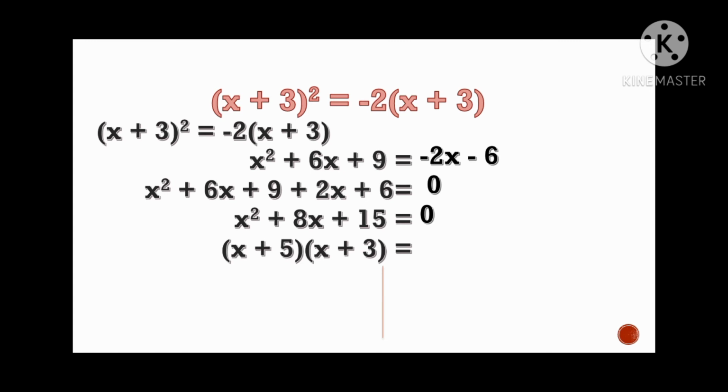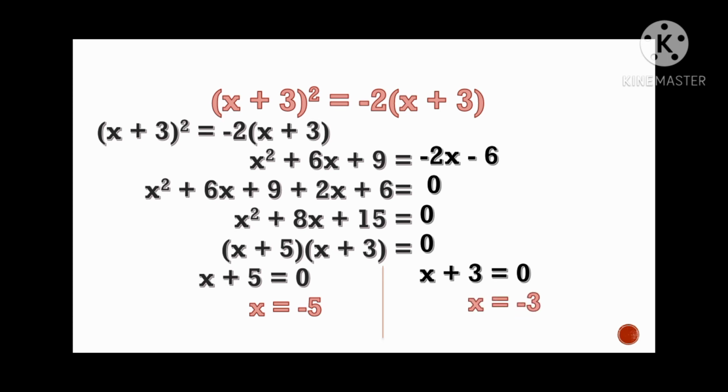So we have x plus 5 and x plus 3 equal to 0. Then equate each factor to 0. We have now x plus 5 equal to 0 and x plus 3 equal to 0. Then the values of x now are negative 5 and negative 3. Nakuha ba?